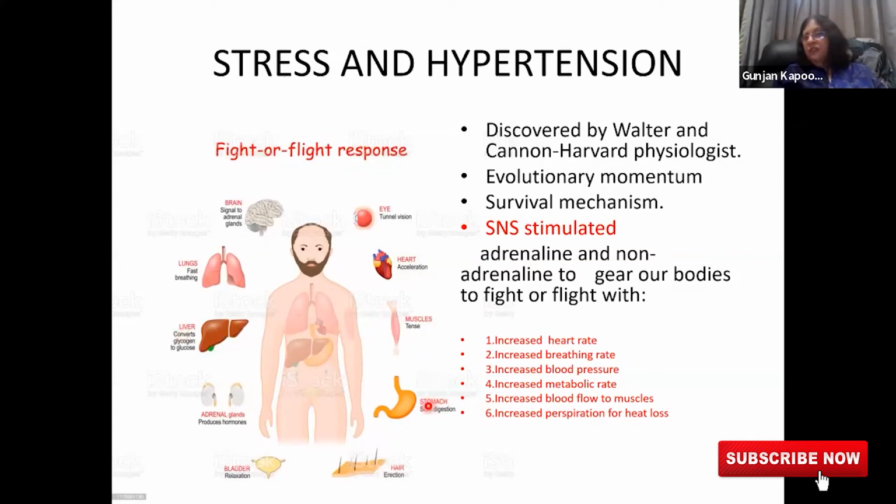Your digestive system slows down because you are running and you are producing a lot of heat. So your hair erects, heat is lost through your skin surface and you start sweating. Your bladder muscles relax. Because it cannot be that an animal is chasing you and you say, please wait, let me go and pass urine or defecate. So your sphincters have to be tightened so that you can tide over this crisis. So this is the whole cascade which happens in response to a perceived threat to your brain.